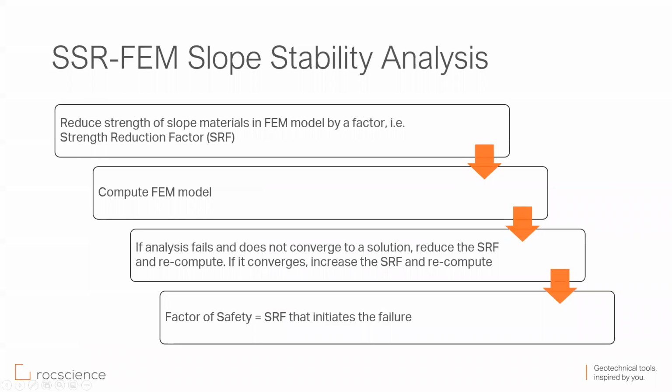It's an iterative process. So we reduce the strength of the soil material by a factor. We call it the strength reduction factor, or SRF. Compute the FEM model. If the analysis fails and does not converge to a solution, we reduce the initial SRF. If it converges, we increase the SRF. And the factor of safety is this SRF, the value that initiates the failure. So it is the factor of safety, and it is possible to compare it to limit equilibrium.